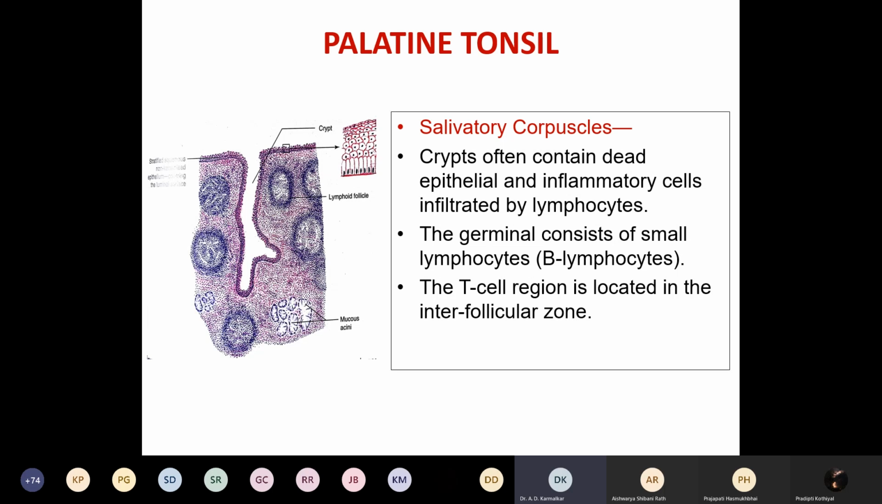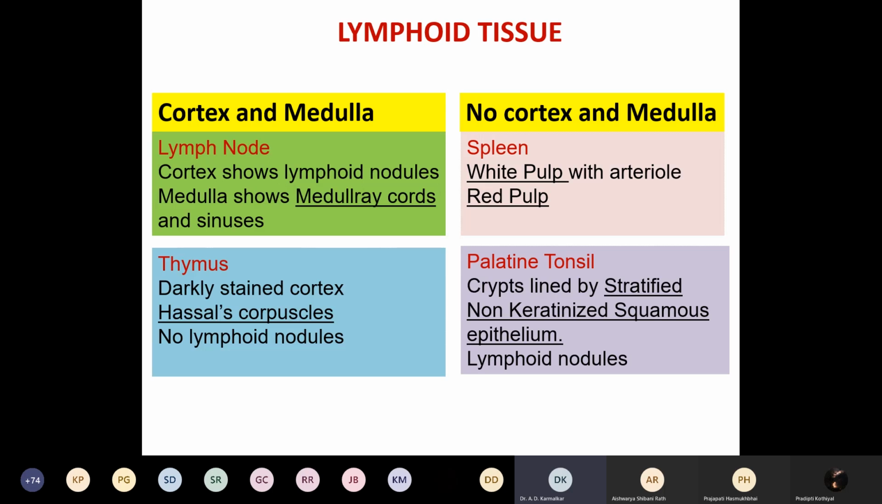You should know what the salivary corpuscle is. If you see, this is a crypt, and in this crypt there are dead epithelial cells along with inflammatory cells. All this together forms the salivary corpuscles. The lymphatic follicles also show the germinal center. The T cell region is located in the interfollicular zone, in between the two follicles. This is a very important slide for you, and I will show you another slide to identify.